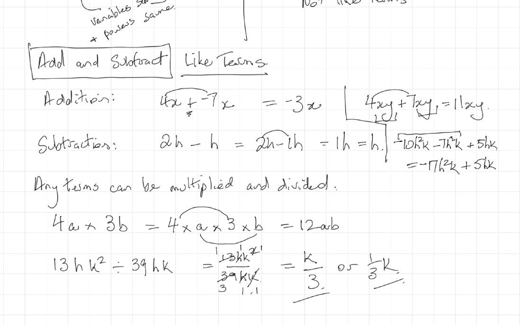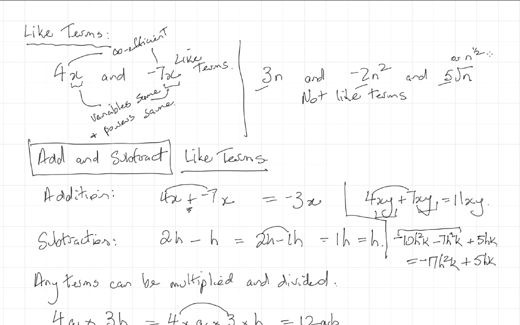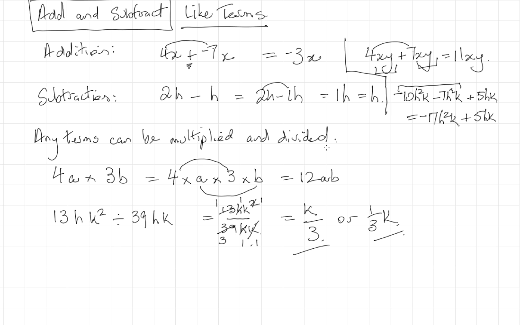So going back with like terms. Like terms can be added and subtracted. If they're not like terms, you cannot add and subtract. You just got to keep them separate. When we think about multiplication and division of terms, they don't have to be like. Here we've got two unlike terms multiplied together. You just multiply the coefficients and multiply the variables. And here we do a division, which we set up as a fraction. We cancel down and we simplify that way.